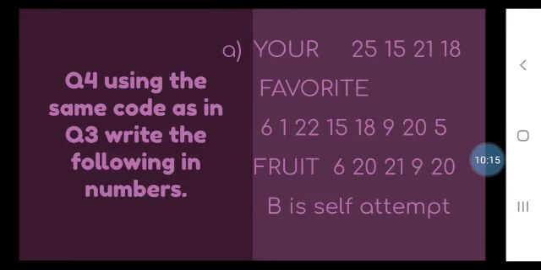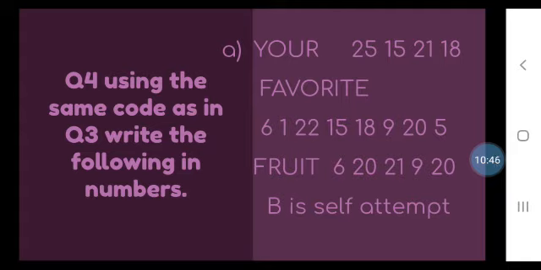And the last question over here is the reverse of question number 3, children. Using the same code as in question number 3, write the following in numbers. Now, a message is given to us, your favorite fruit. I have to write the numbers for it. So you already have written your ABCD and the numbers. So Y stands for 25, O stands for 15, U stands for 21, and R stands for 18. You can write below it, dear.